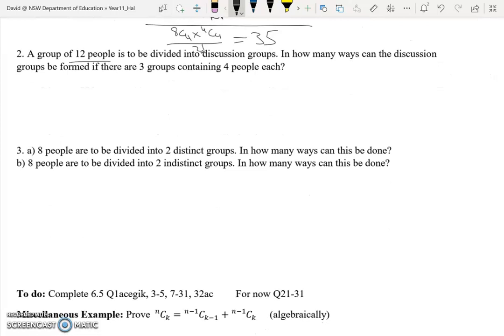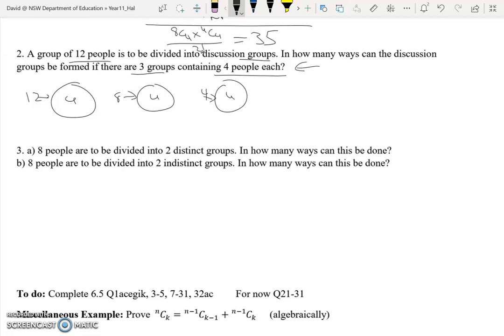We've got 12 people divided into discussion groups. There are 3 groups, each containing 4 people. So we start off with 12. We've got a group of 4 here, and then we're going to have 8 left. Then we take a group of 4, and we're going to have 4 left. We take a group of 4. Okay, so that's what we've got.